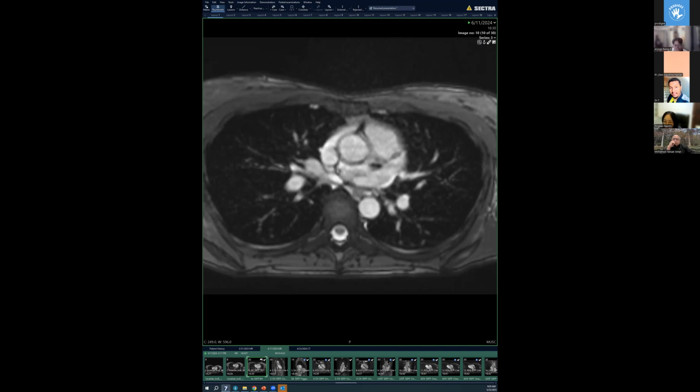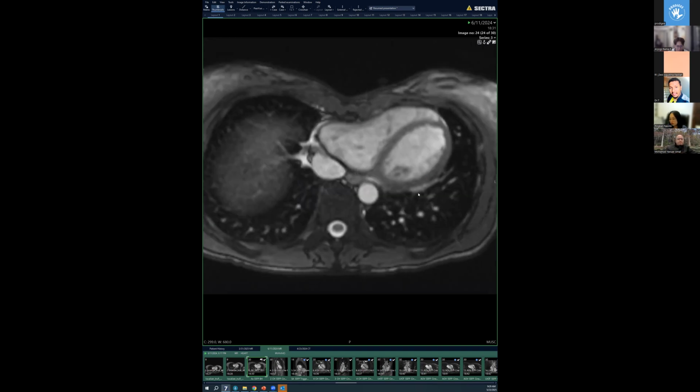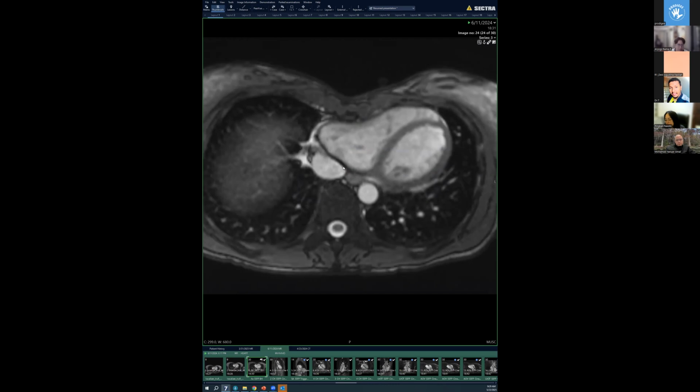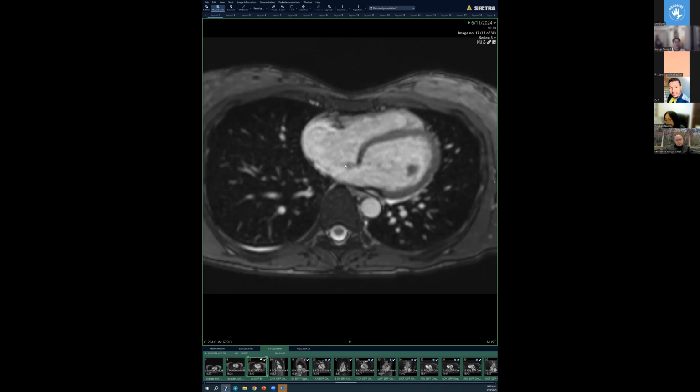I've not seen a case where there was a significant vascular compression, other than maybe what we just talked about, the IVC and the inflow into the right ventricle. Does anybody else have any thoughts on that?